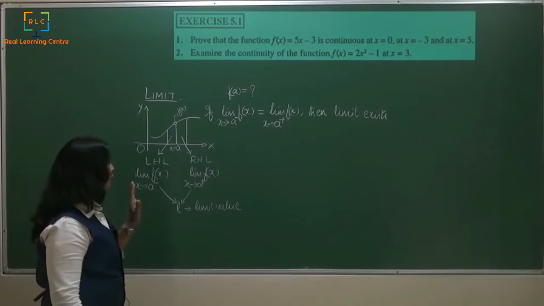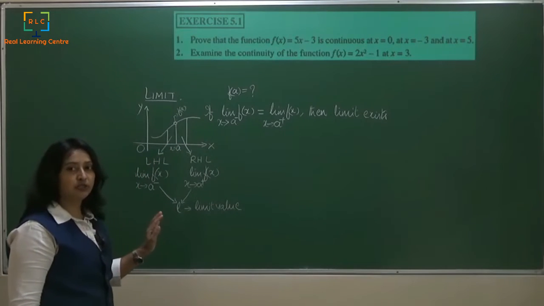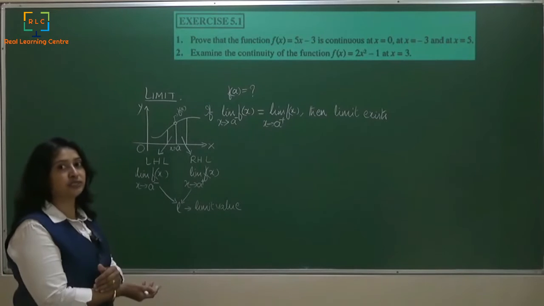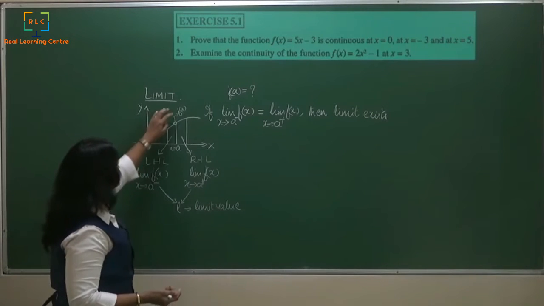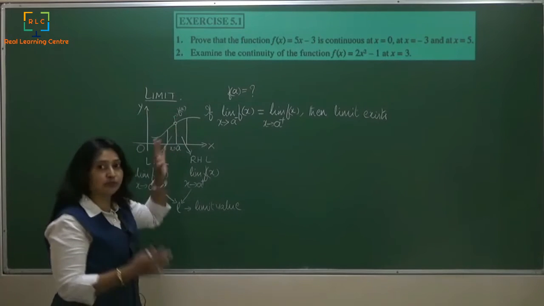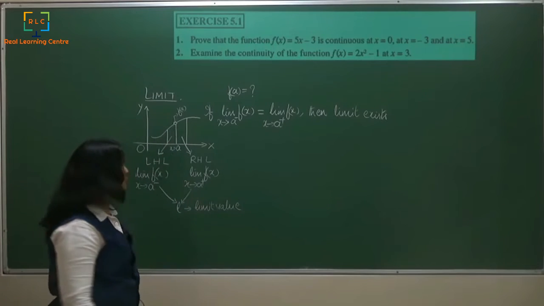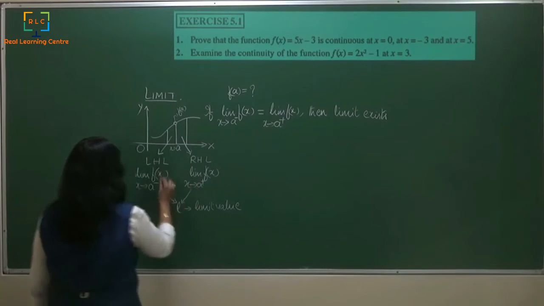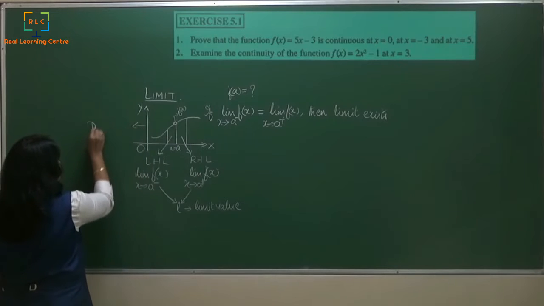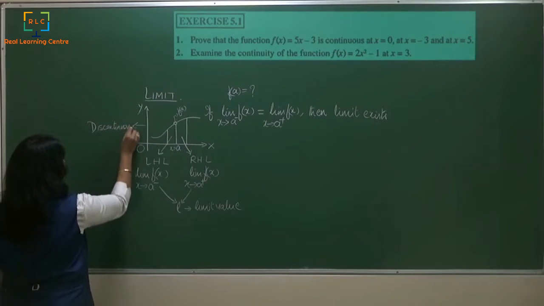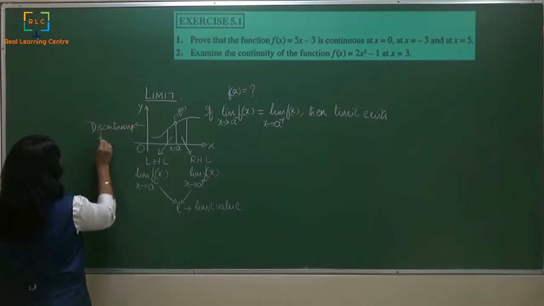Now this was what you learnt in your 11th standard. The continuation of this is, when I plug in x is equal to a, if I get the same value 3 there at f of a, then we say it is a continuous function. Otherwise, this is a discontinuous function. It is a discontinuous graph.